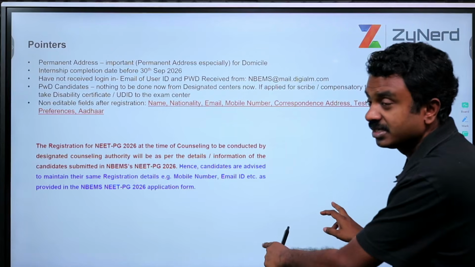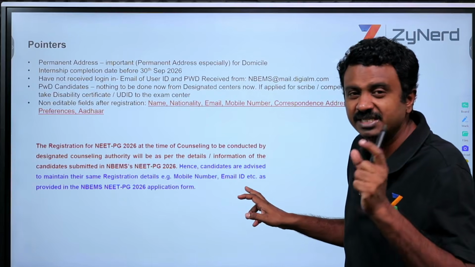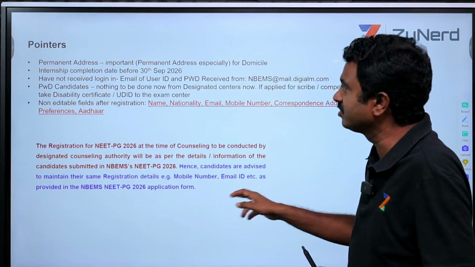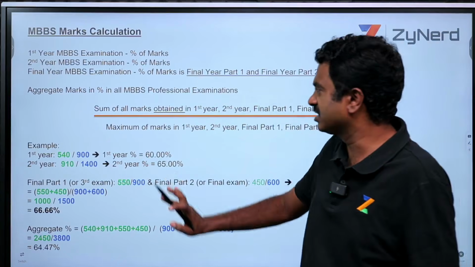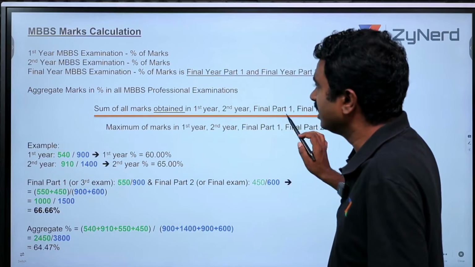Category alone we are discussing later. We will come to that, which is OBC, EWS, etc. I don't know. Those queries we'll come to later. Now we're looking at MBBS marks calculation. Pretty straightforward. We have listed it here.